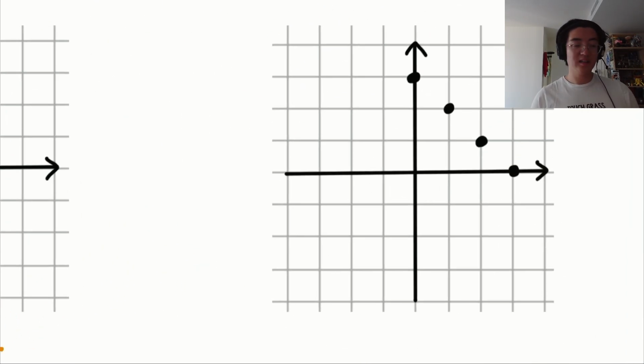How about here? Now there's no longer a line. We are back to points again. Look at the points here. The domain where x is possible is when x is 0, 1, 2, and 3.